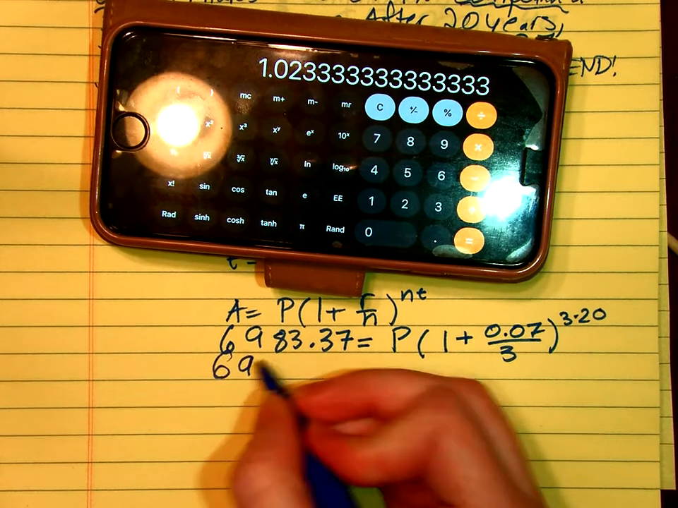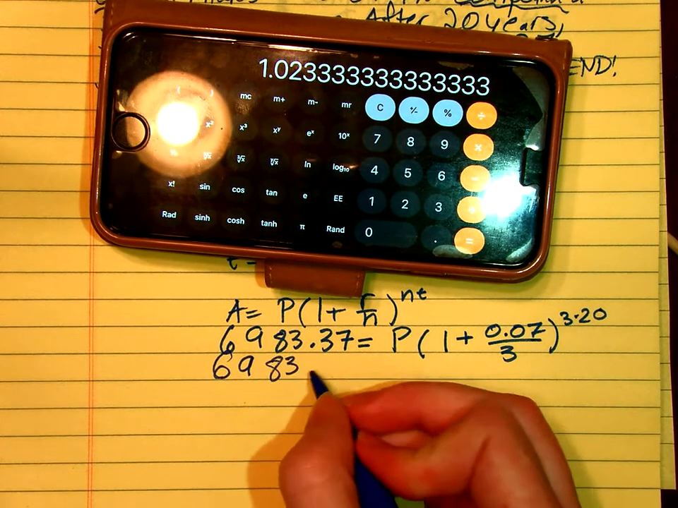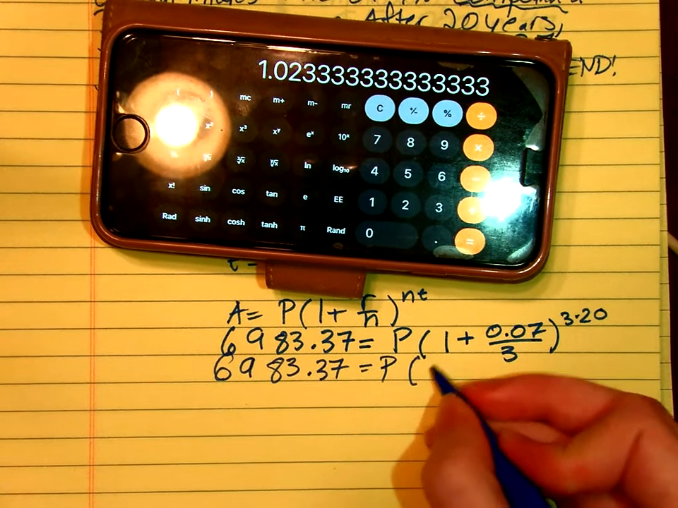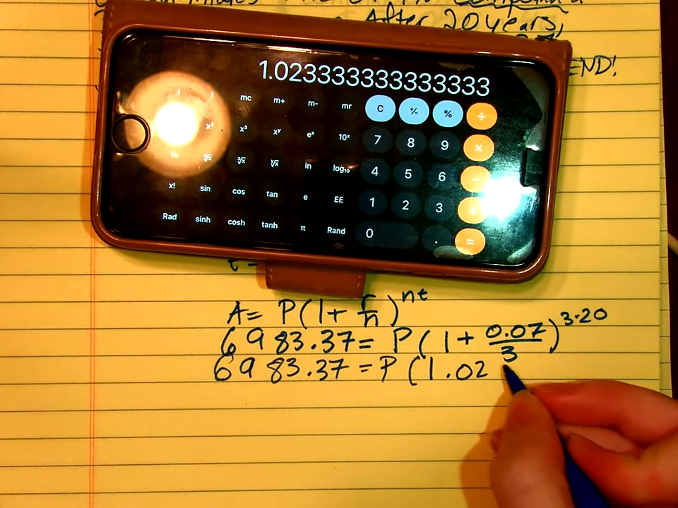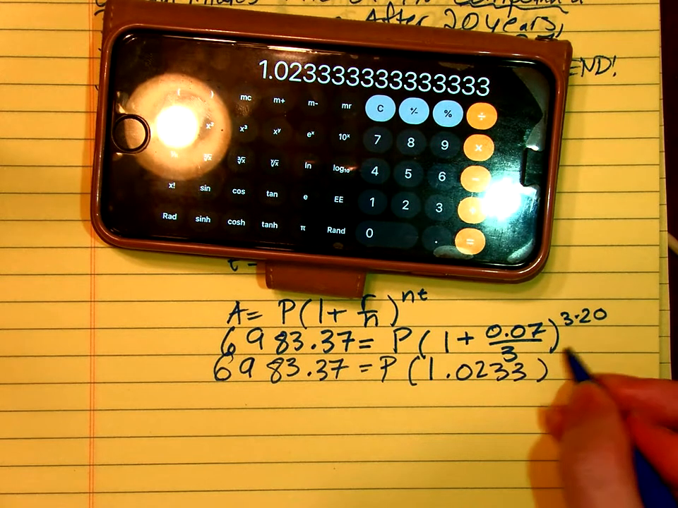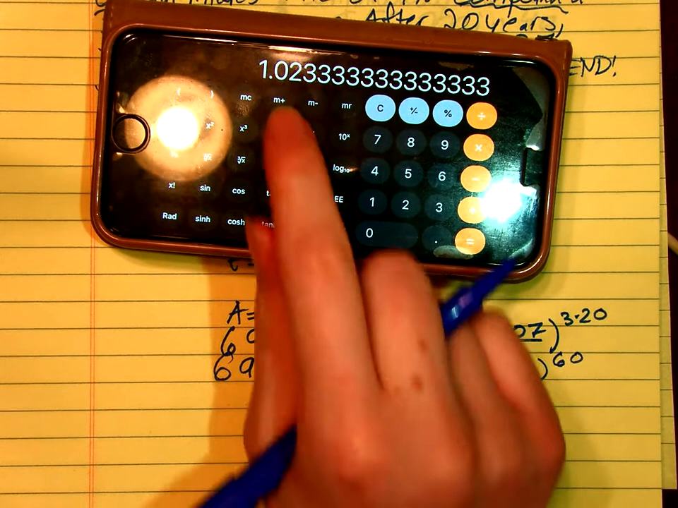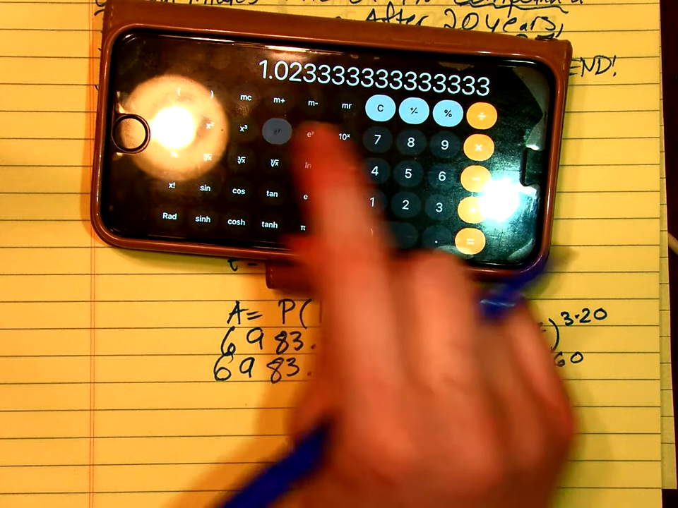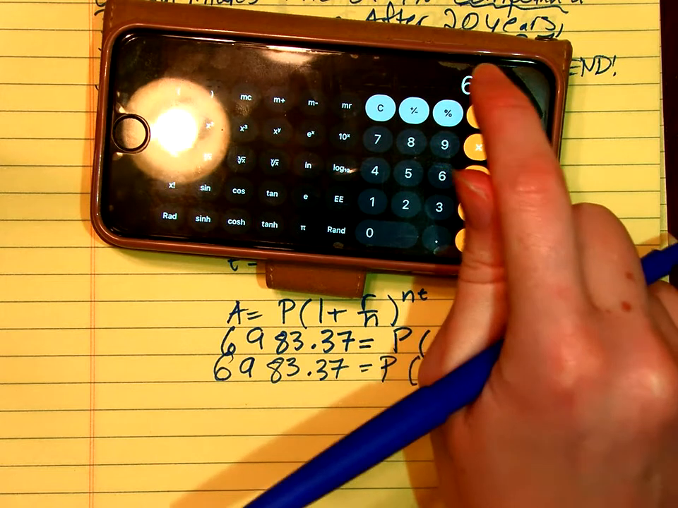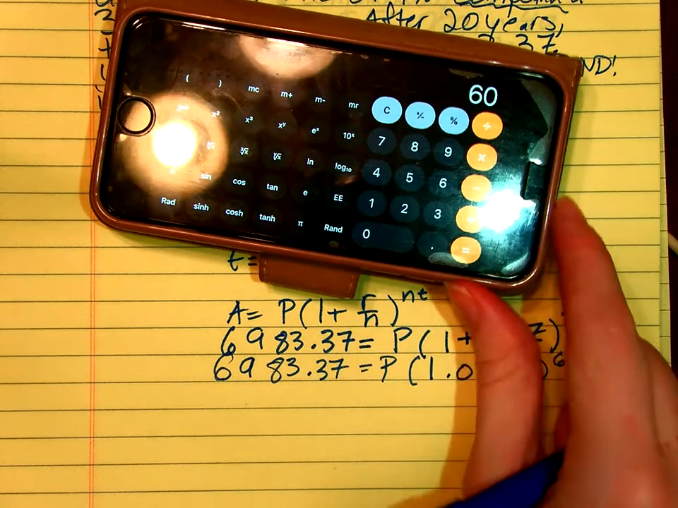So I get 6,983.37 equals unknown starting amount times 1.0233, repeating for infinity, to the 3 times 20, which is 60th power. So let's go ahead and take this to the 60th power.